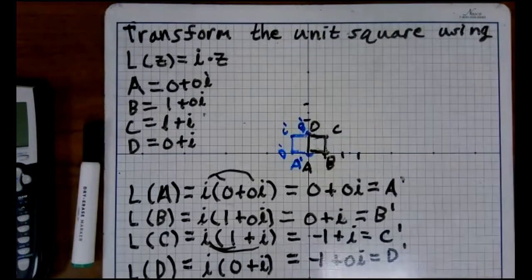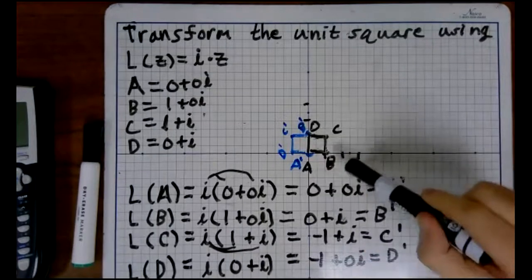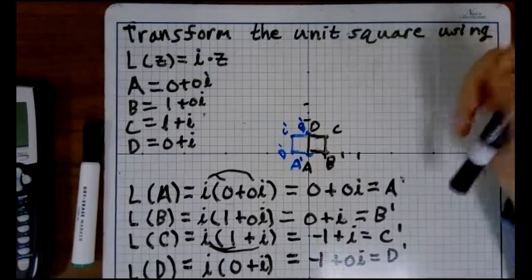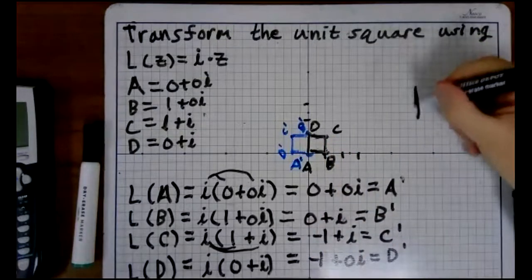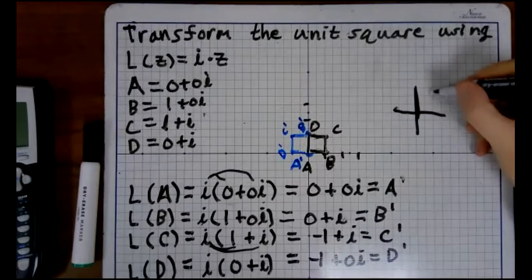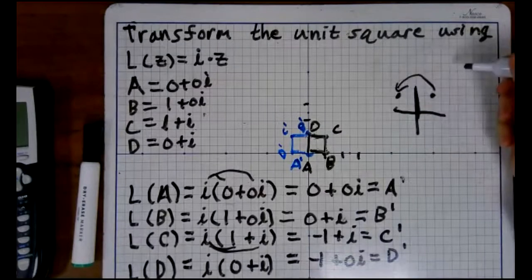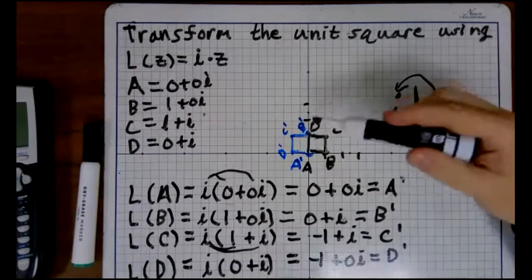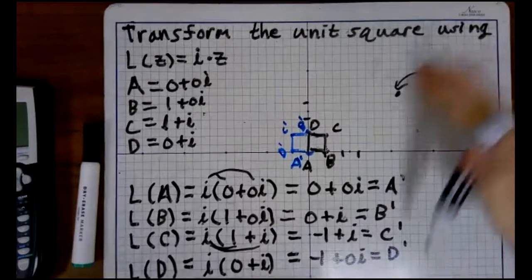Because if this was just a single point, like say C, if we didn't have A, B, and D all at the same time, it would be kind of hard to tell why that would be moving. Is that a translation, a reflection, a rotation? But when we have all of the points together like this, then we can identify how it worked.